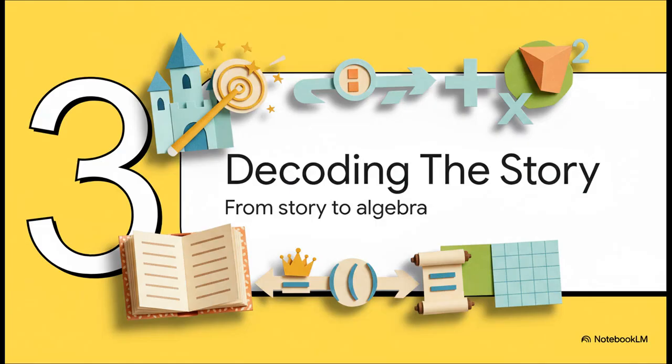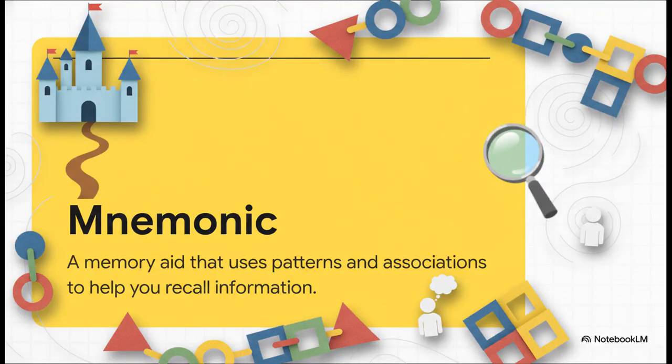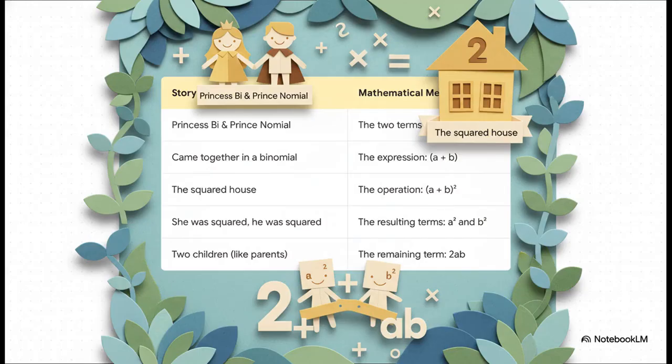Okay, so that's a cute story, right? But what does it all mean in math terms? Let's take a step back and actually translate this fairy tale piece by piece into algebra. This is where you'll see just how clever this whole thing is. But first, we need to know what we're even looking at. This story is what's called a mnemonic. And all that really is, is a memory trick. It's a device, like a little rhyme or a story, that uses patterns and associations to help you remember something way more easily. So let's map this all out.